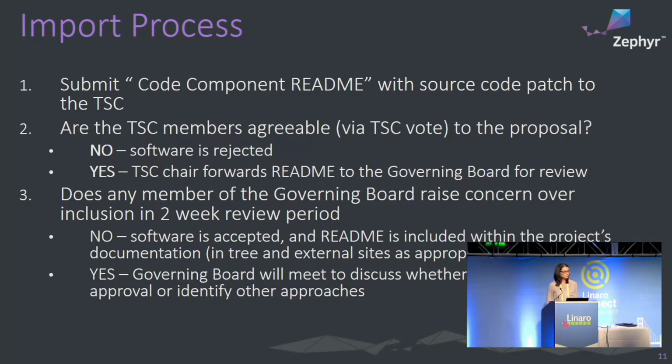So the TSC members will review the proposal, and if they approve it, they'll forward it to the governing board for review. Then the governing board has 2 weeks to review the proposal to import a new code component. And if nobody raises any objections in that 2-week period, the software is accepted, the README is included, and we can go ahead and merge that pull request. If a member of the governing board does raise concerns, then they have to vote on that and decide if there are alternate actions.